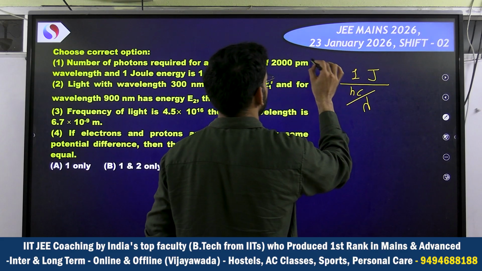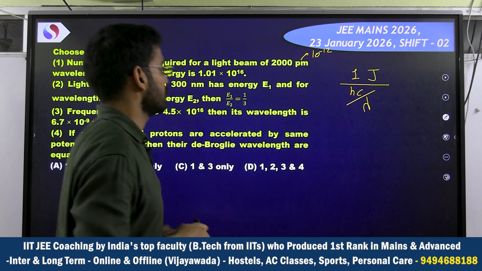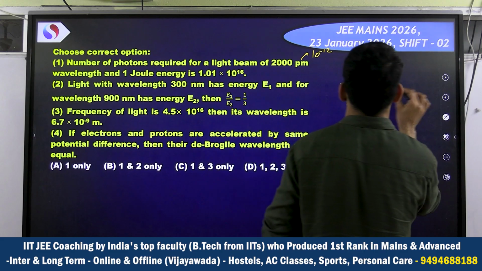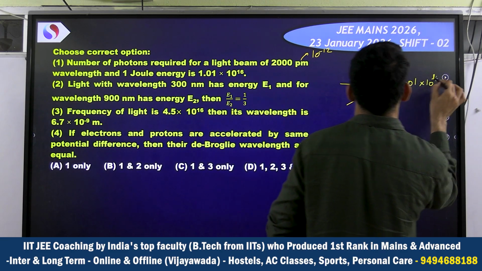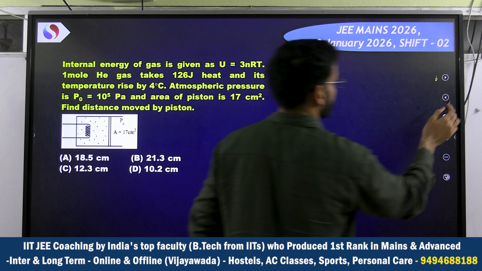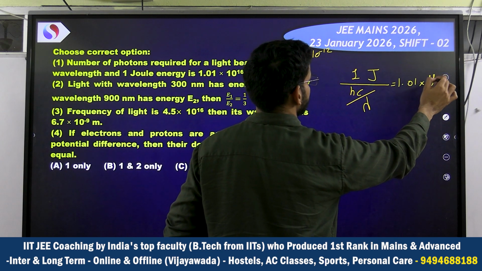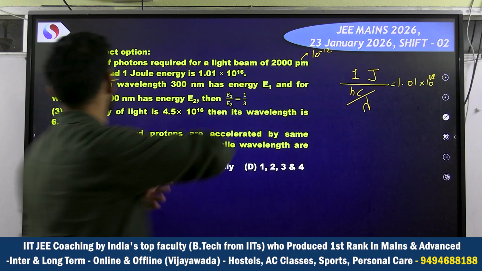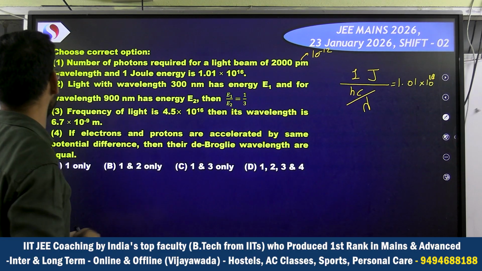So hc by lambda, given 2000 picometer. Picometer is what factor? 10 to the power minus 12, right? So by that you can convert. And this number, if you find it out, will come approximately equivalent to this. Okay, so this statement will come correct. So that means the first statement is correct. You can solve with the hc value, we know everything.